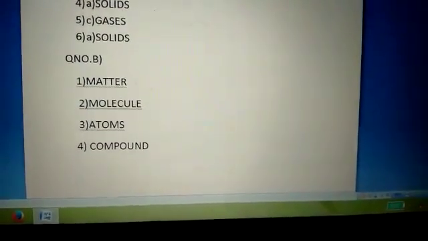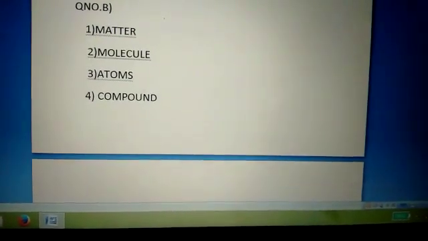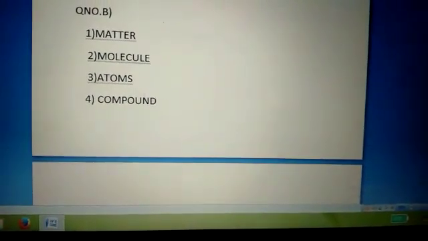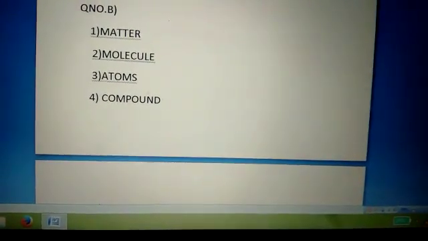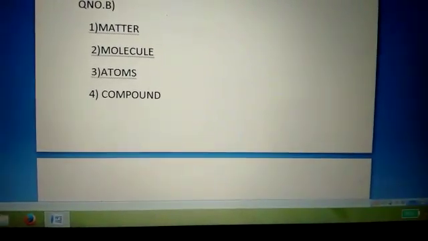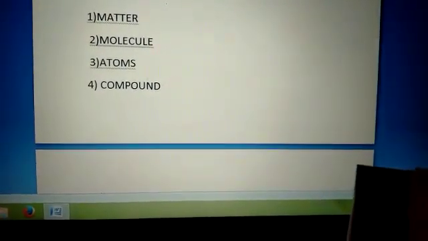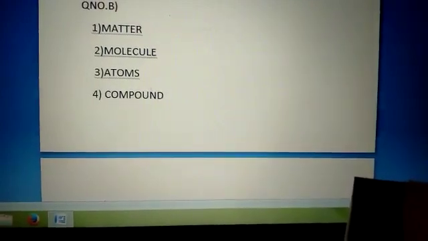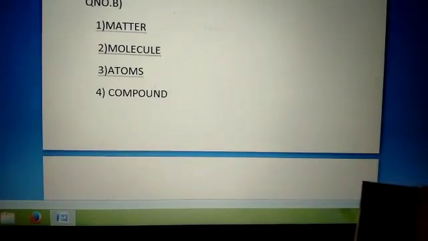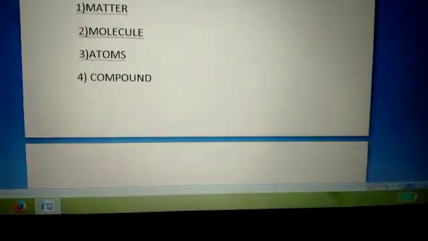That is question number B. First one is everything that occupies space and has mass is called matter. Number 2, a molecule is the smallest particle of a substance which can exist independently. Next one, number 3, the atom of an element combine to give a molecule which is called a molecule of an element. The atoms of different elements combine to give a molecule which is called molecule of a compound.